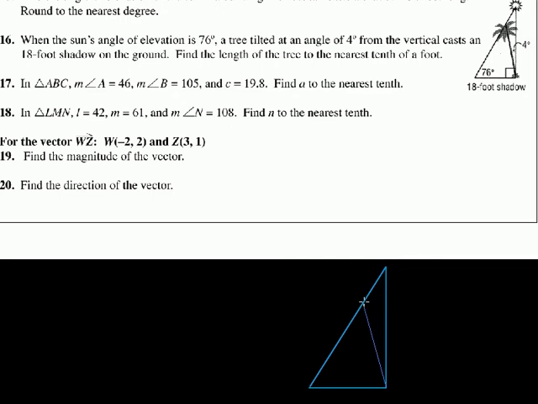So I'm doing it without all the pretty picture of the sun and the palm tree and all that. We're actually just putting the numbers in and seeing what we get. That's 76, that length is 18, and this little tiny skinny angle is 4 degrees. And we are trying to find the length of the tree to the nearest tenth of a foot.